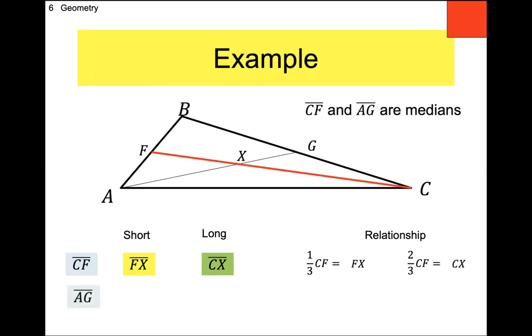How about the other one? So AG. Well, once again, it breaks it up into 1/3, 2/3. So the small piece is GX and the large piece is AX.